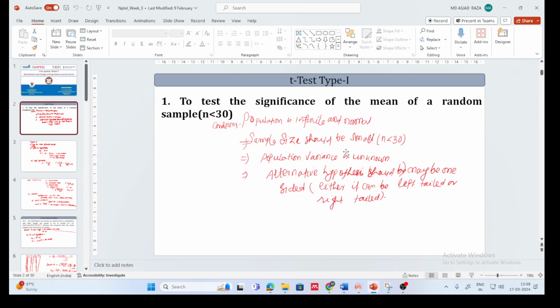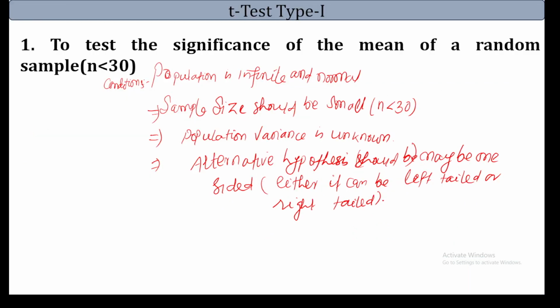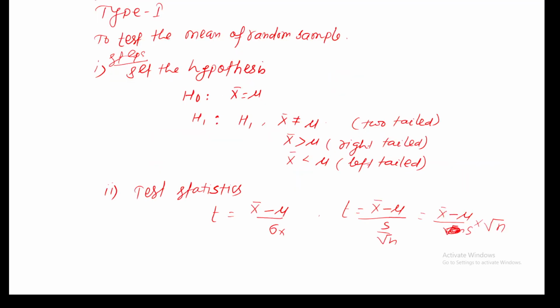Now let's look at the T test. The T test is usually used for a small number of samples. The conditions are that the population is infinite and normal, the sample size is small, and the population variance is unknown. The alternative hypothesis may be one-sided or two-sided. For that we have the formula.